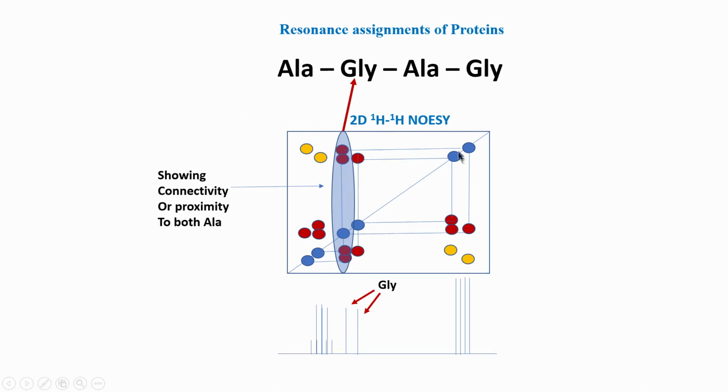So, similarly, now look at this alanine peak here. This alanine peak is showing me correlation to both the glycines. So, that means this alanine, similar to this glycine, is showing me connectivity or proximity to both glycines. That means it has to be this alanine only, because it is the one which is sandwiched between two glycines. So, it is equally close here, equally close here.